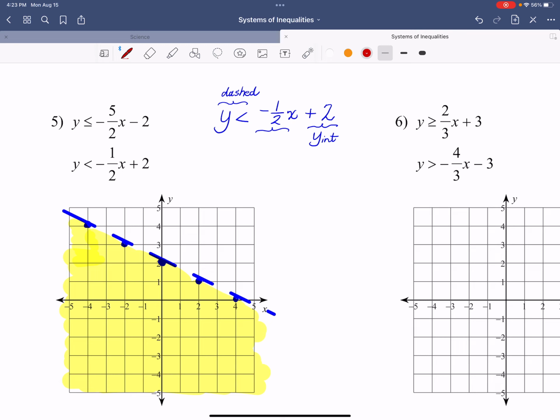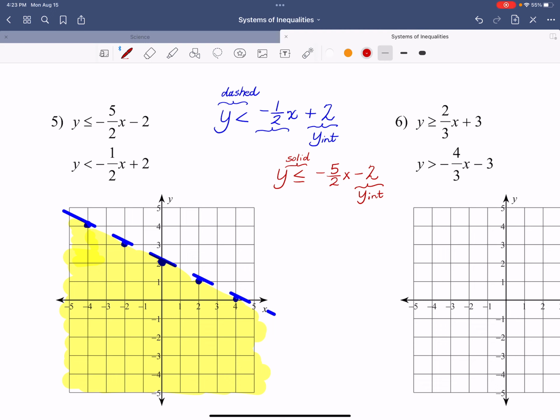So y is less than or equal to negative 5/2 x minus 2. And if you change that to a single number, you would have negative 2.5. So this slope is also negative, but it's going to be a little steeper than that first one. And this tells me that I'm dealing with a solid line that intercepts at negative 2, and the slope is negative 5/2.